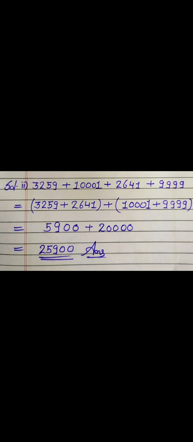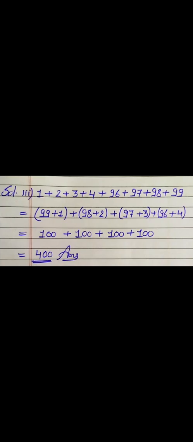Now, third one is, here we have to find the sum of these numbers. As you are seeing here, if we arrange 99 plus 1, we will get 100. If we group 98 plus 2, we will get 100. If we group 97 plus 3, we will get 100. If we group 96 plus 4, we will get 100. Now we can add easily. You will get 400. So as you are seeing, students, the question has become very easy.